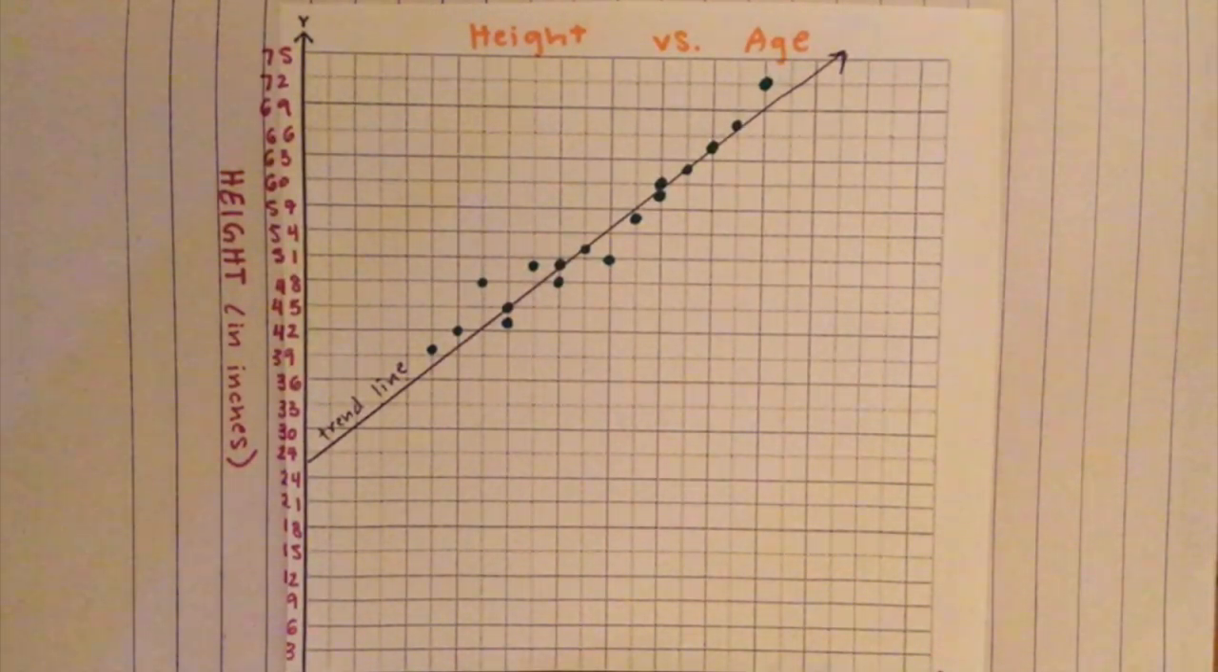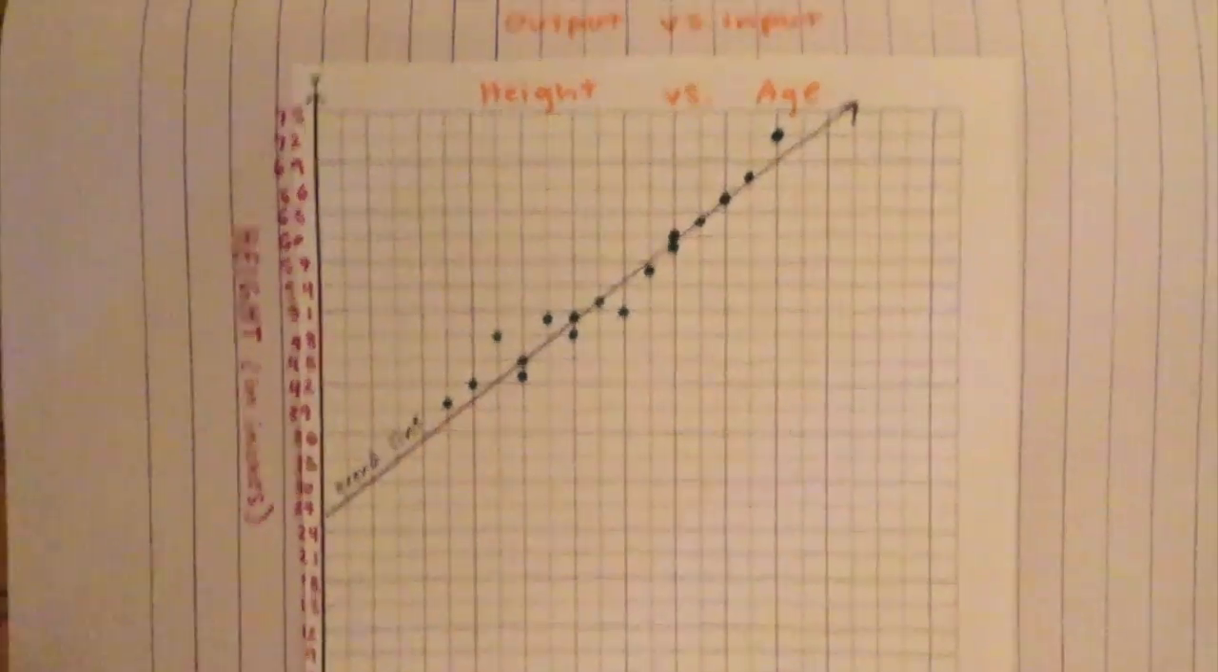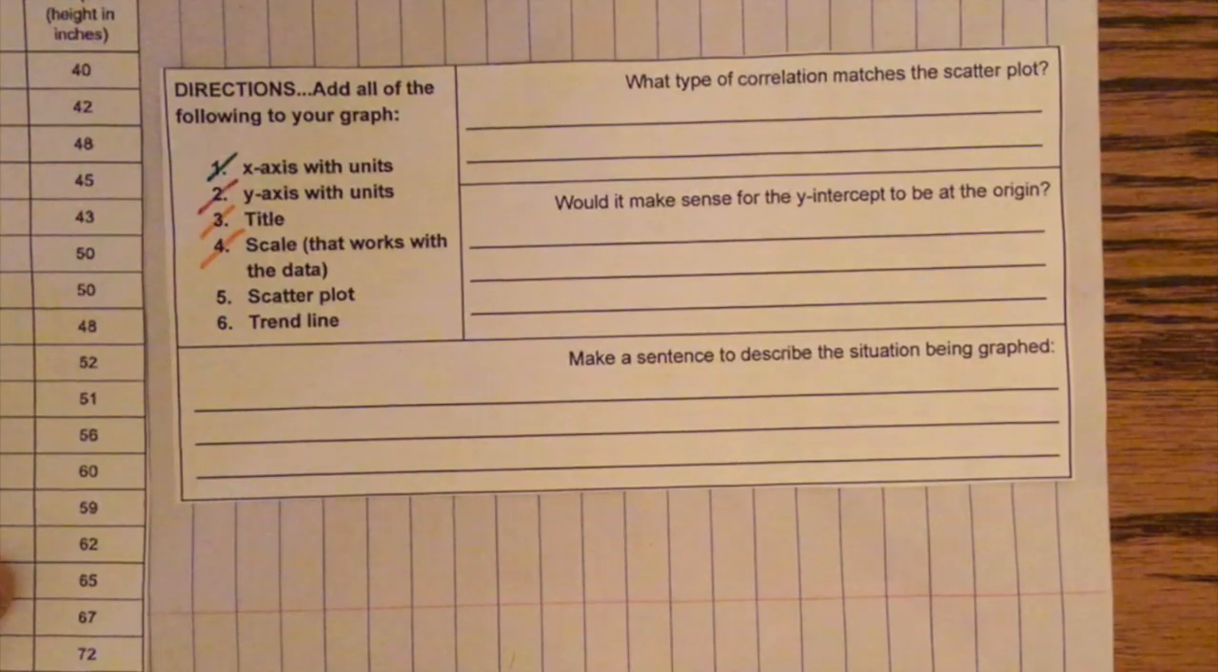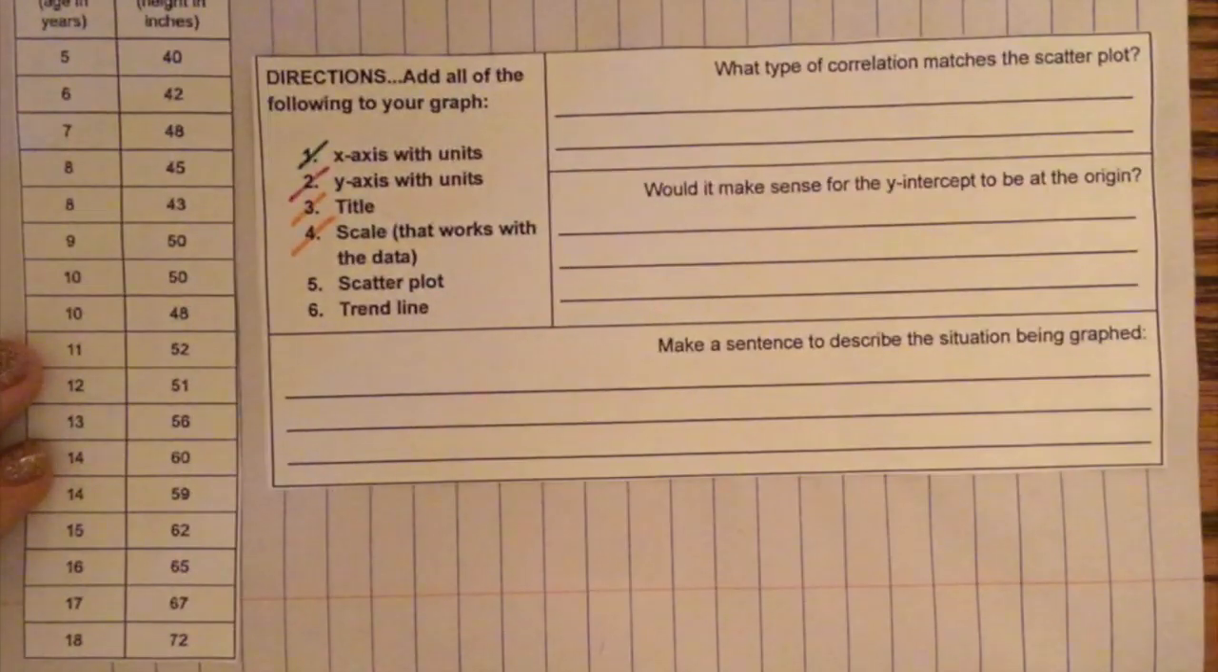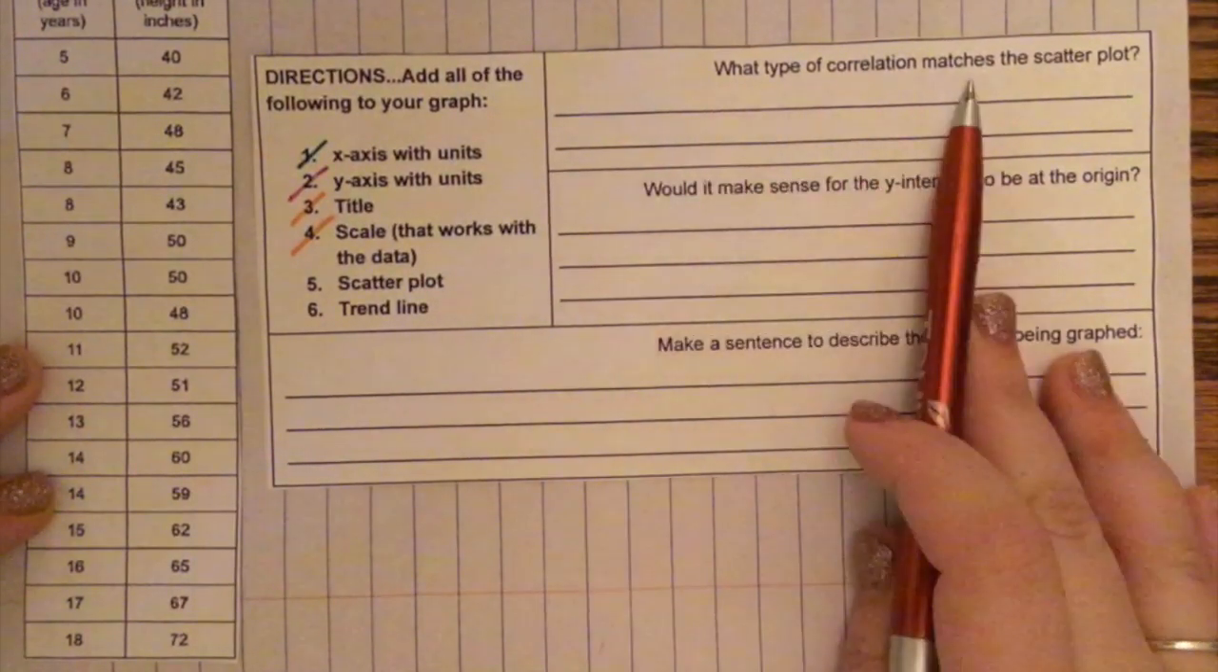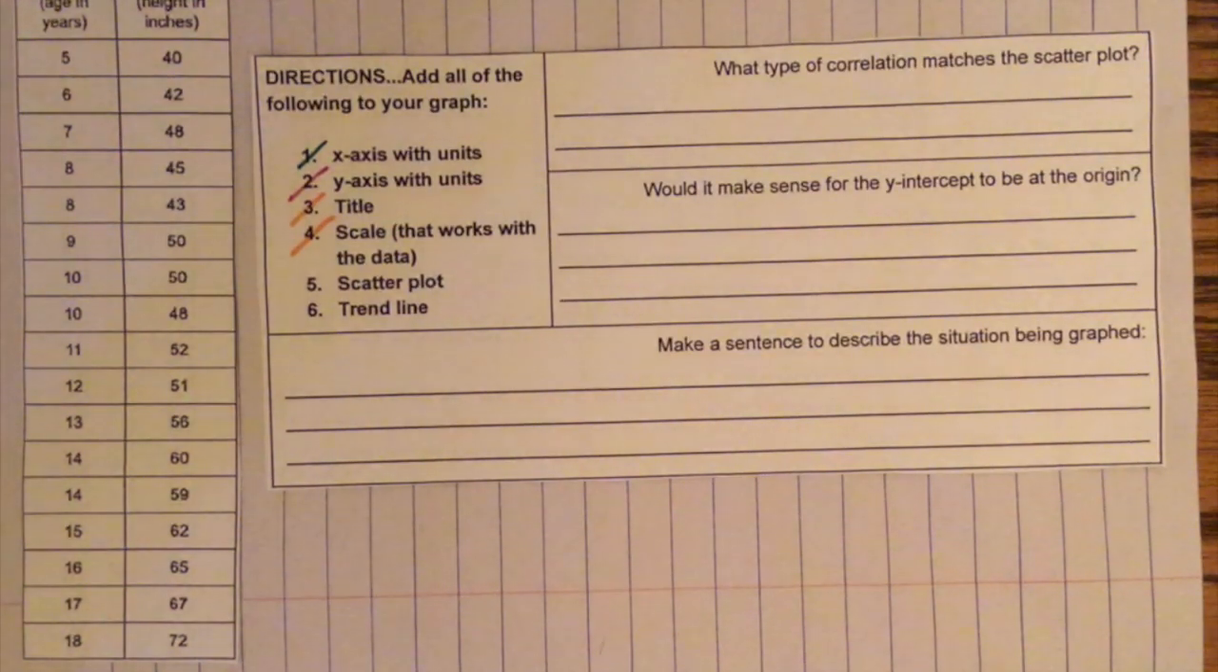All right, so when you're done with that, go back up to the questions at the top. So there were 3 questions we talked about. And again, if you were in first and sixth hour, we did not get to answer these. So the first one is, what type of correlation matches the scatter plot?